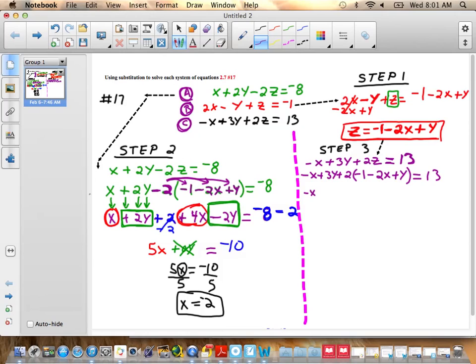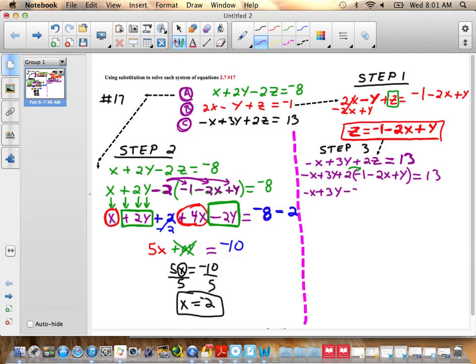Negative x plus 3y plus, now I do my factoring, right? 2 times negative 1. I'm going to go 2 times negative 1, which is, oops, just 1. So that's going to make this a minus 2.